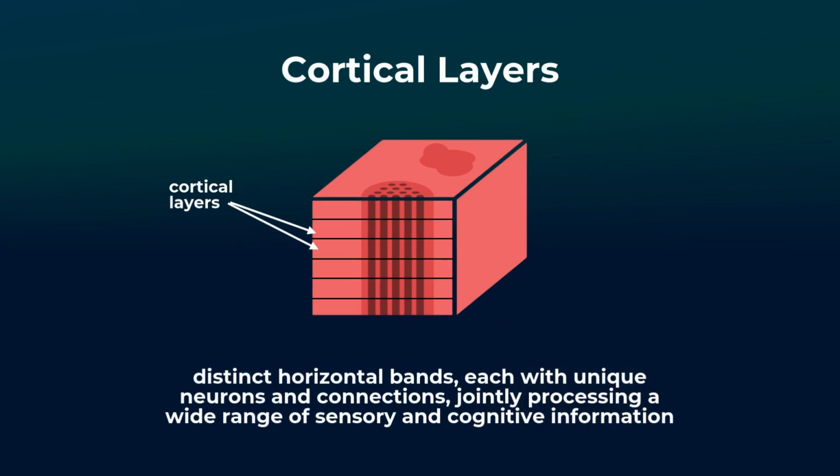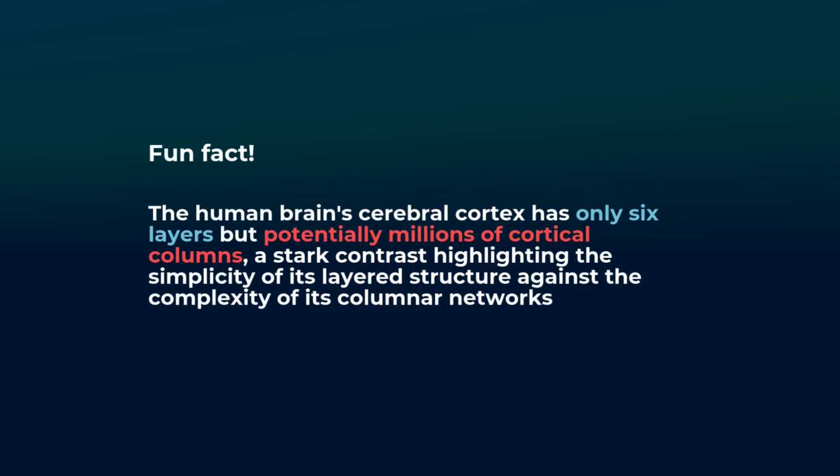Cortical layers are distinct horizontal bands in the cerebral cortex, each with unique neurons and connections, jointly processing a wide range of sensory and cognitive information. Here you can see the black lines separating the layers into 6 separate sections. Did you know that the human brain's cerebral cortex has only 6 layers but potentially millions of cortical columns? This is a stark contrast, highlighting the simplicity of its layered structure against the complexity of its columnar networks.